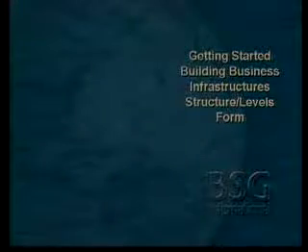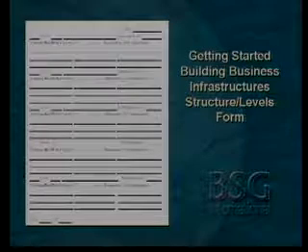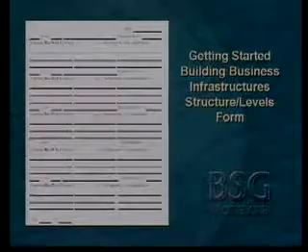Okay, now let's look at page number 5. Page number 5 is getting started building business infrastructure, structure levels. Now, if you look at that form, for everybody that was on the other form, we want their name written here, and we want what level they are, and we also want what reporting levels they have. So if I'm a department head, I want to put on here my level, my name, my department, and the reporting level. So if I'm level number 7, the reporting level will be number 6.